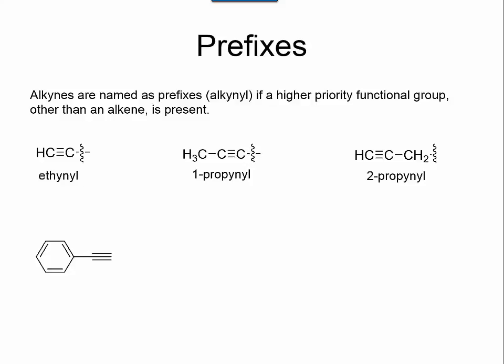Now it turns out if you have a higher priority functional group present, you'll need to name the alkyne as a prefix, and it's an alkynyl substituent. So I'm showing the structures of ethynyl, 1-propynyl, and 2-propynyl groups. Now we've already seen that the common name of the molecule shown at the bottom is phenylacetylene. Using the alkyne prefix, we can also name this as ethynyl benzene, which is a systematic way to name the molecule.